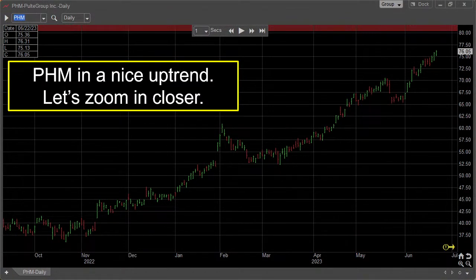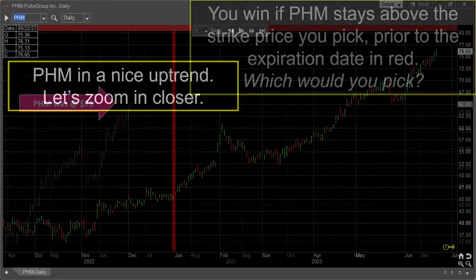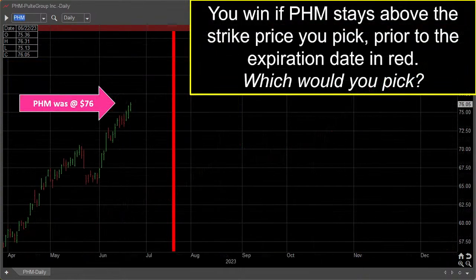Philip Morris was in a very nice uptrend. I'm sorry, this is Pulte Group, not Philip Morris. Philip Morris is PM, not PHM. PHM is in a nice uptrend, but let's zoom in closer. You're going to win if PHM stays above the strike price you pick prior to the expiration date in red.